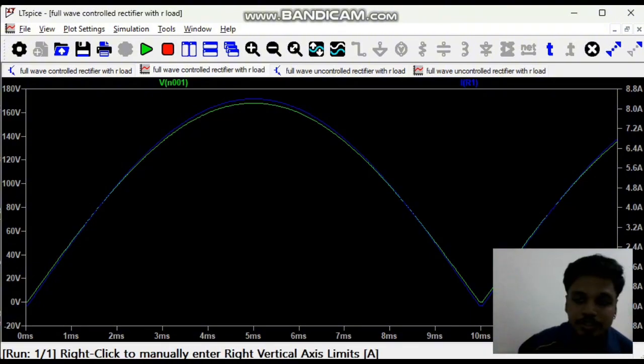Some portion of the sine wave is missing, so the RMS output voltage is reduced to approximately 90 volts, and the average DC output voltage is reduced to approximately 75 volts. And last but not least, the waveform remains positive. Thank you.